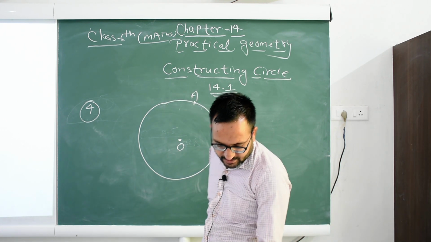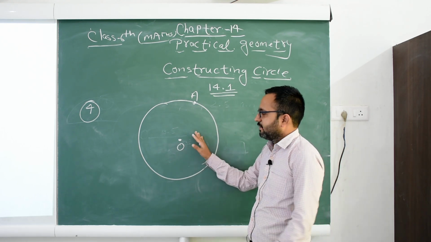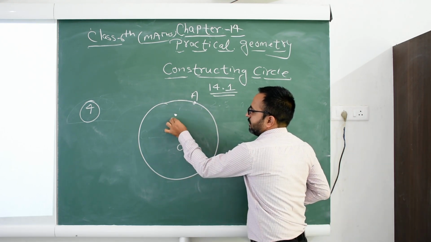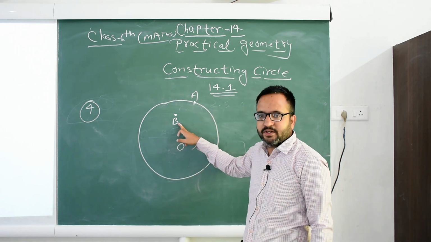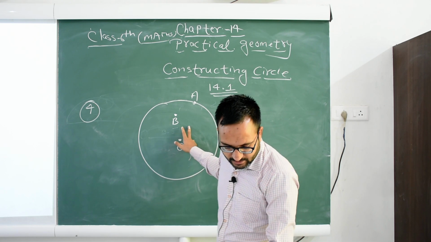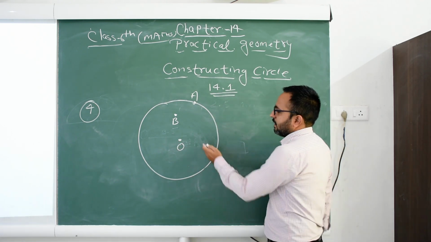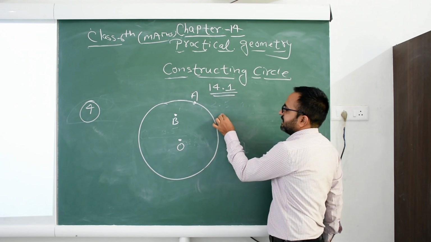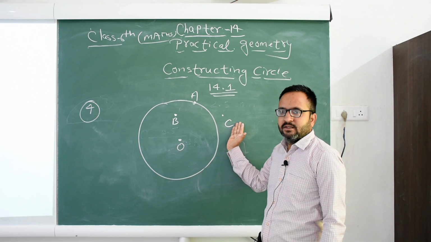Now B is in the interior of the circle, that means inside the circle. We mark B inside the circle. This is called an interior point of the circle. And C is the exterior, that means outside the circle. So C is outside the circle.